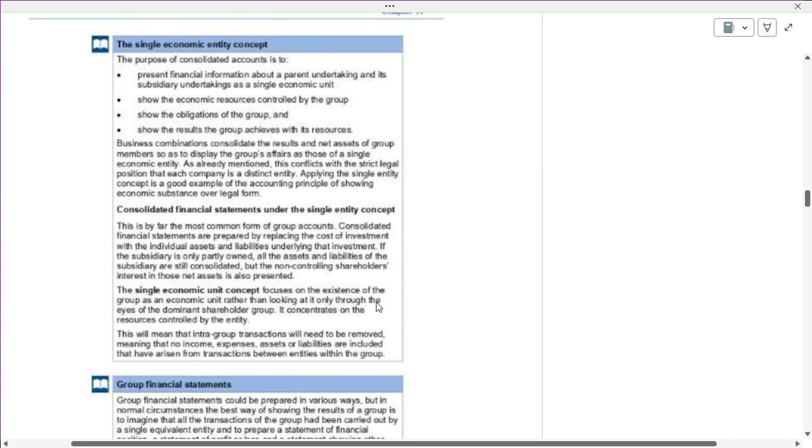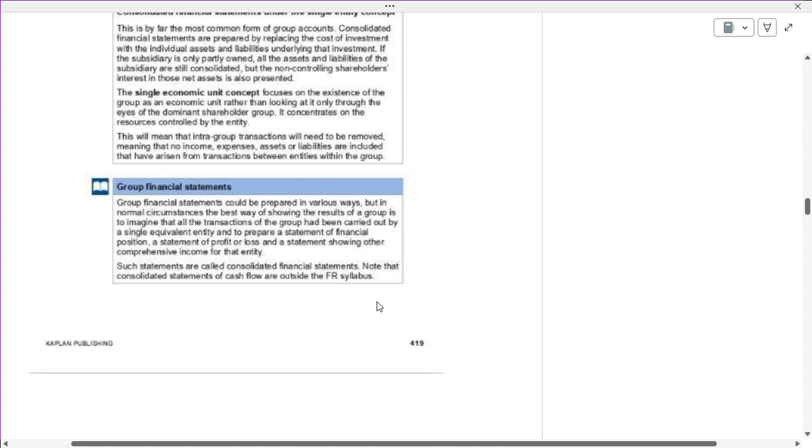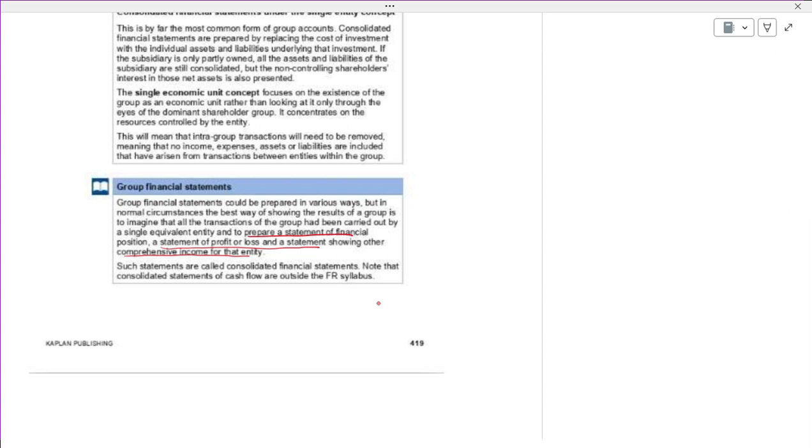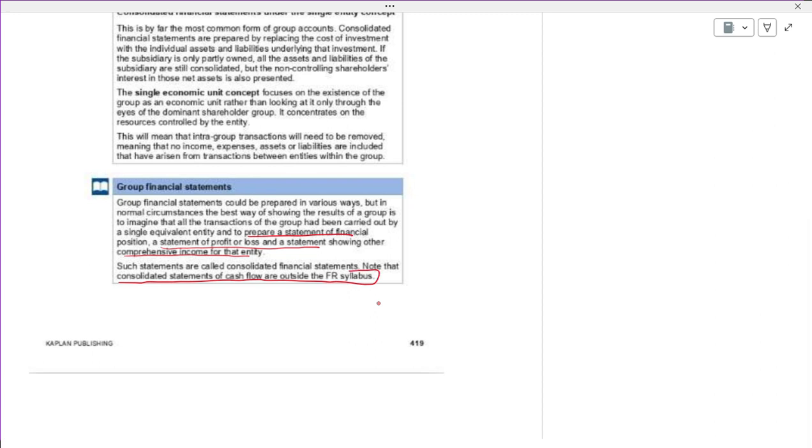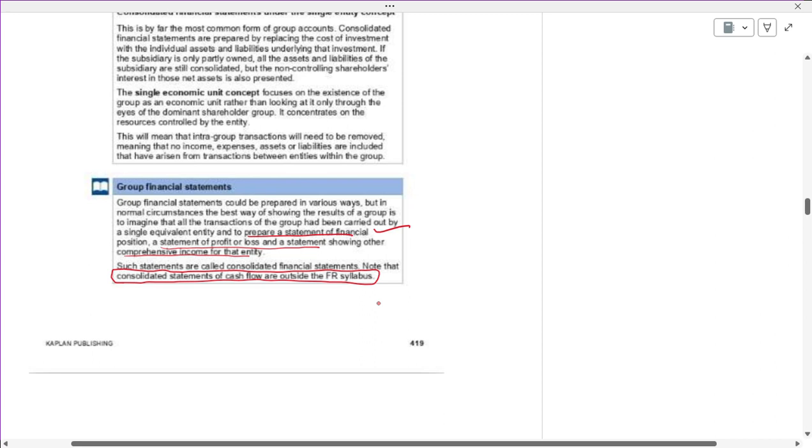Now, they mention how we are going to work with the consolidated financial statements as a single entity. What are the group financials? We have to prepare a statement of financial position, and a statement of profit or loss and other comprehensive income for that entity. Note that the consolidated statement of cash flows is outside the syllabus of FR, meaning they will not ask the cash flow. They will ask financial position and income statement.